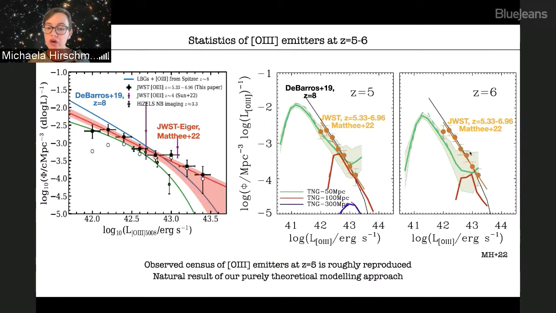O3 line emitters. But overall, I think given the purely theoretical nature of our modeling approach, we are doing a fairly good job in capturing the observed census of O3 line emitters at early cosmic epochs. So this is very motivating.